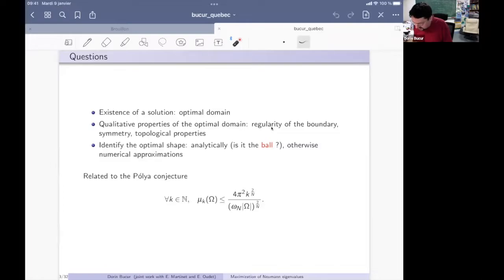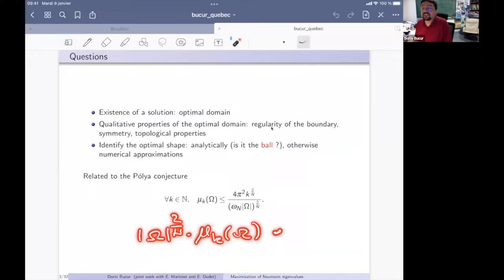Clearly, this question of maximizing the volume of omega to the power 2 over n times mu k of omega is related to the Pólya Conjecture, which is stated here, which just says that mu k of omega is bounded from above by the leading term in the Weyl asymptotics. If I want to maximize this product, in fact I'm trying to search whether or not this set omega satisfies the inequality. If one is able to prove some qualitative properties of this best shape, provided it exists, then possibly there could be a step forward toward proving the Pólya inequality.